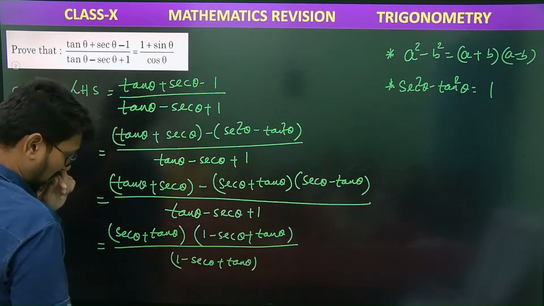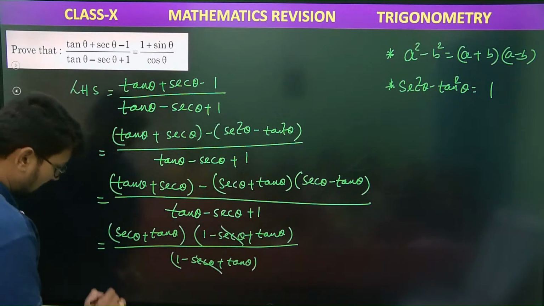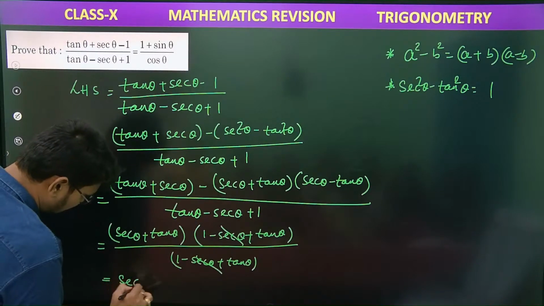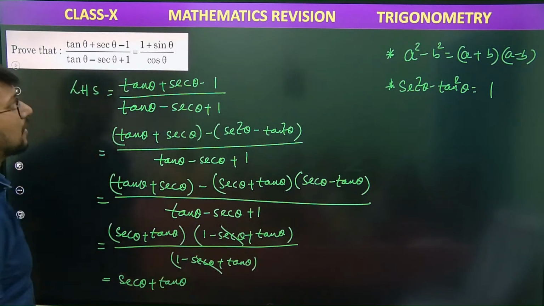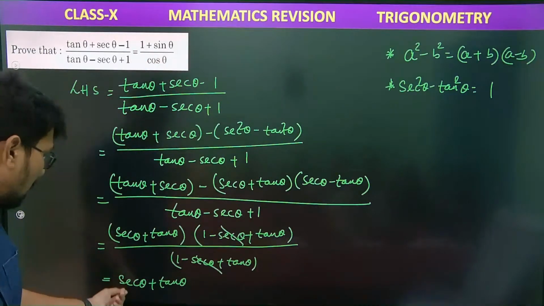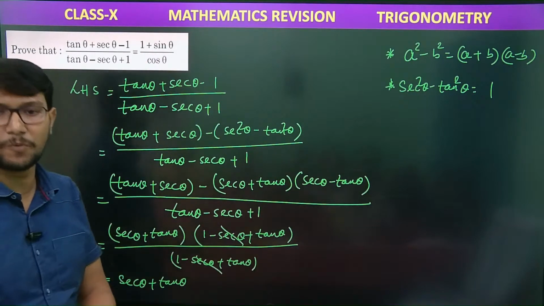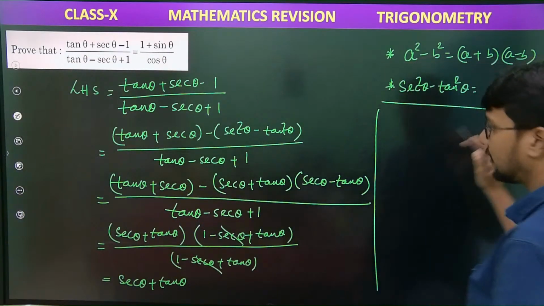Why did I write this? To cancel these two. So these two cancel. So what is left? Sec theta plus tan theta. But we need 1 plus sine by cos. 1 plus sine by cos. Just convert sec into its reciprocal.